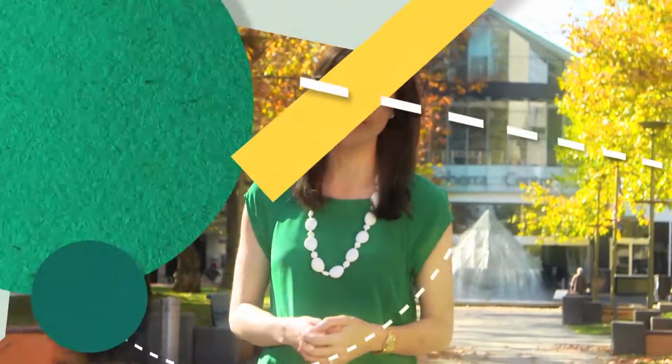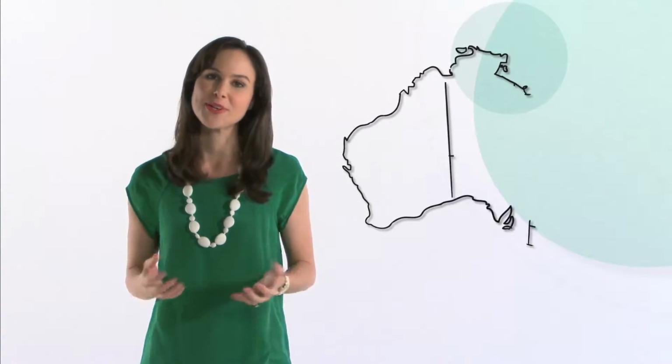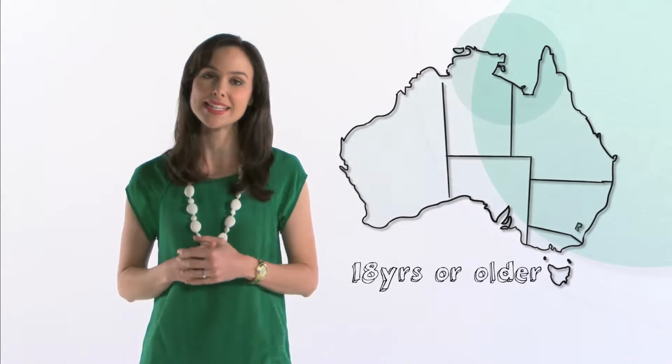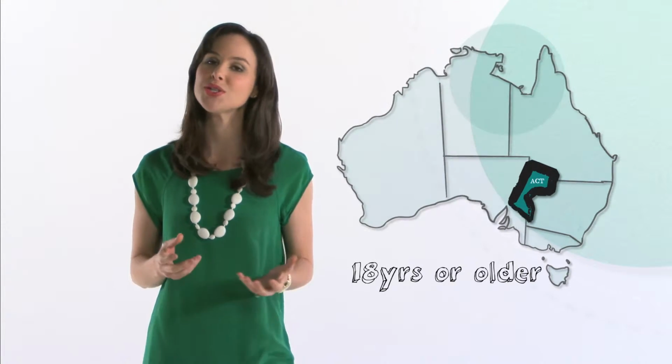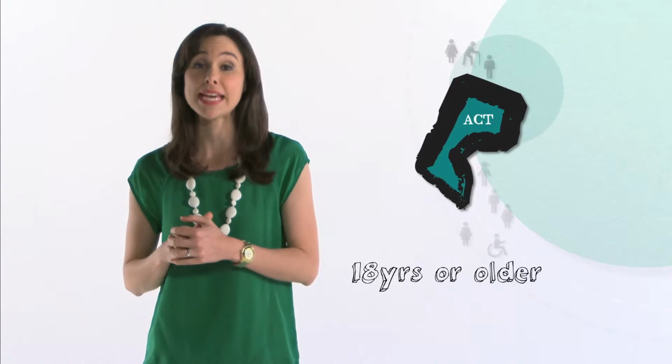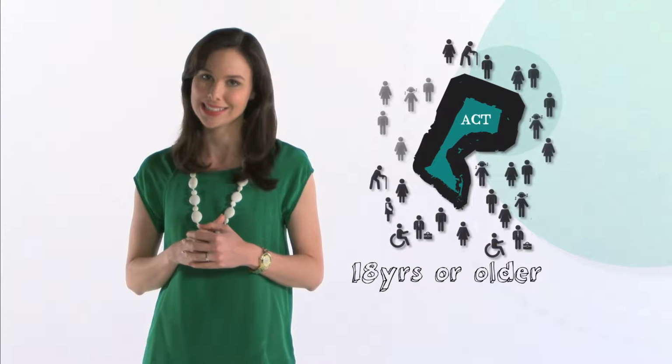To participate in our democracy, we vote to elect the people who will represent us. Voting is a civic responsibility, like going to school, paying taxes and jury duty. But before you can vote in an election, you need to enrol. Voting is compulsory for Australian citizens who are 18 years or older. You can enrol when you turn 16, but you need to be 18 before you can vote at an election.